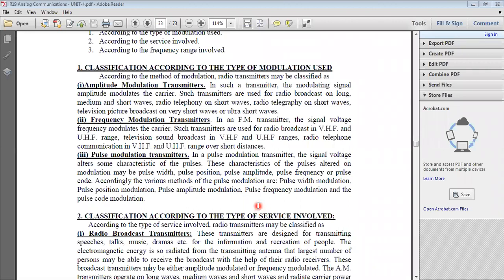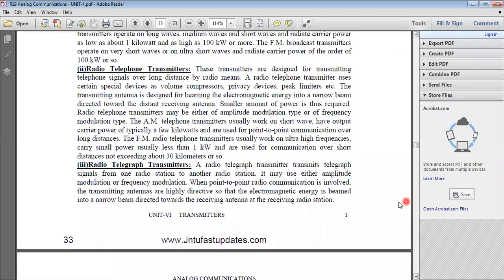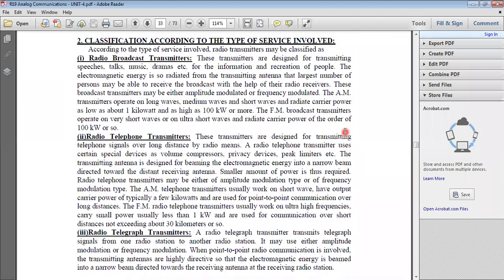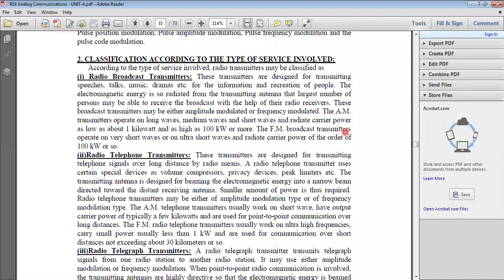So these are the types in the first classification. Coming to the second category, that is classification according to the type of service involved. What is the first type? Radio broadcast transmitters.